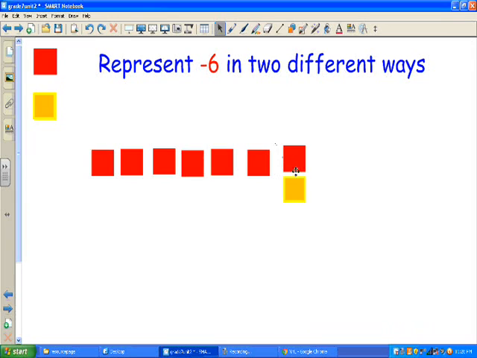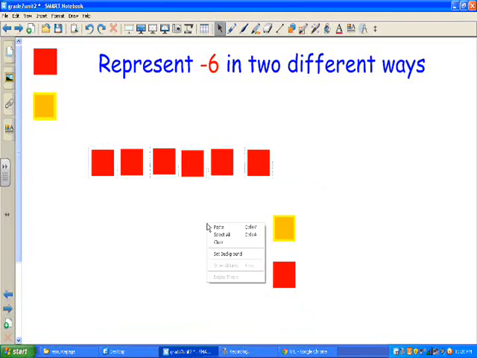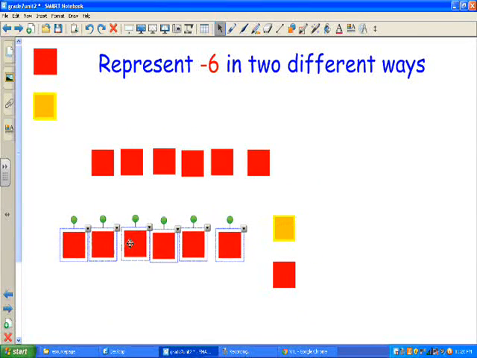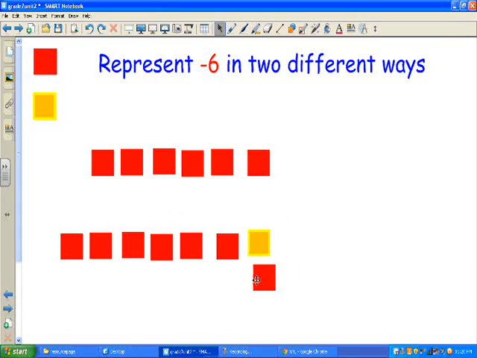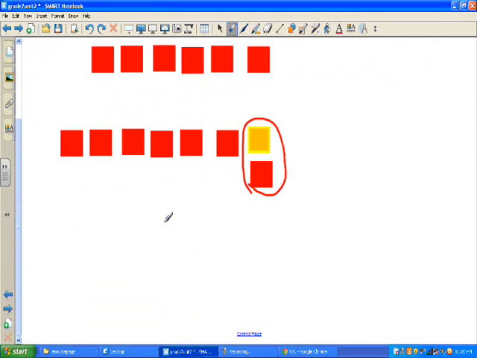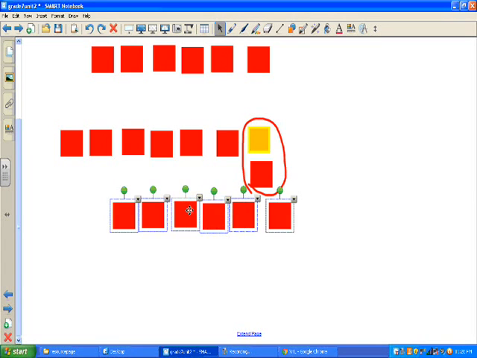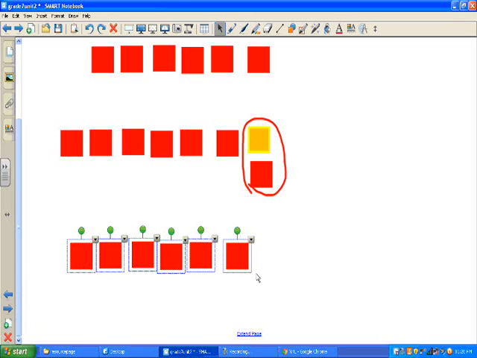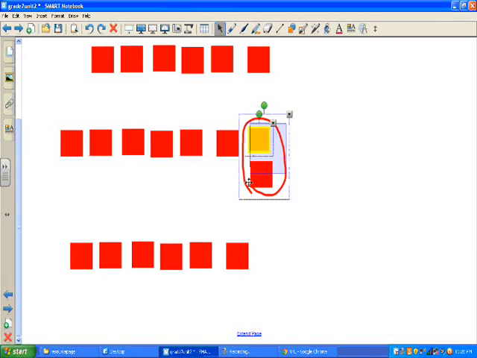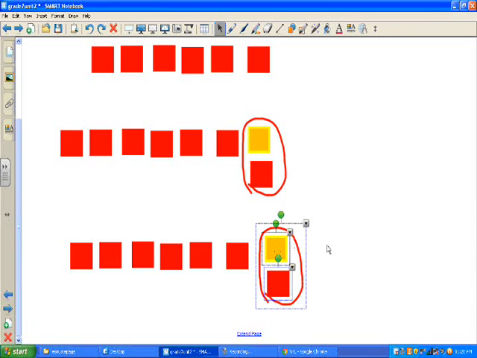So I could take what I had before, this one right here, and I'm going to put it right down below and then add a zero pair onto it. I'm going to circle my zero pair just to show that they cancel each other out. Now, can I show another way to represent? Well, it only asked me for 2, but if I wanted another one, I could start with my minus 6, and then I can add another zero pair.